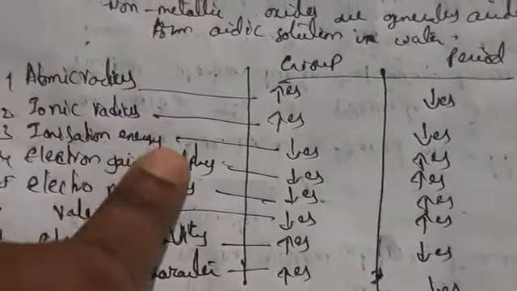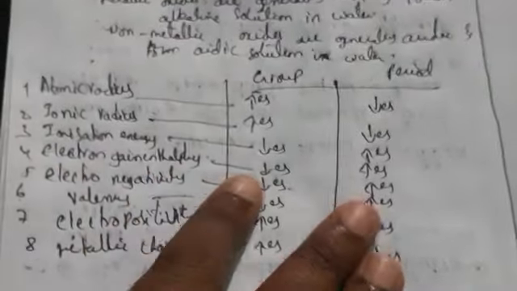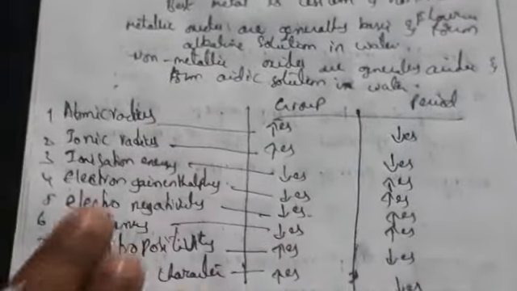Coming to ionization energy, electron gain enthalpy, electronegativity and valency, these decrease in a group and increase in a period. So these are the properties we have discussed, why they increase and why they decrease. These are the 8 properties we have discussed. Now let us see the next one, diagonal relationship.